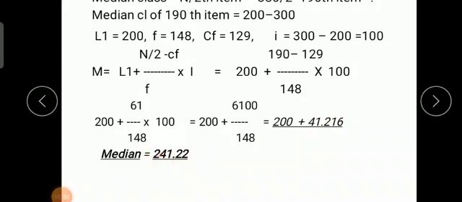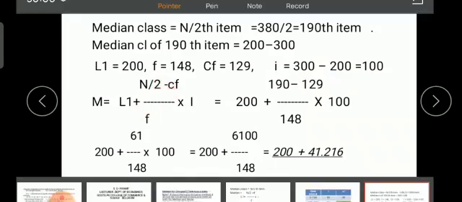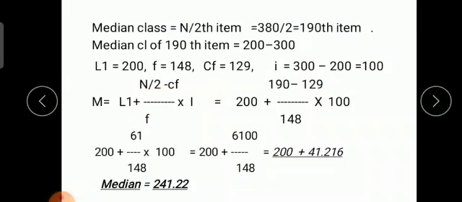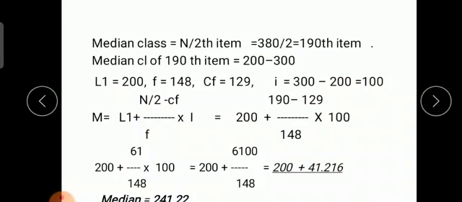I hope you have understood this. On similar lines, you can take any problems and solve them. See that you put the formula correct and follow the proper method. That is, first you do the minus part, then the division part, and lastly you do the addition part.